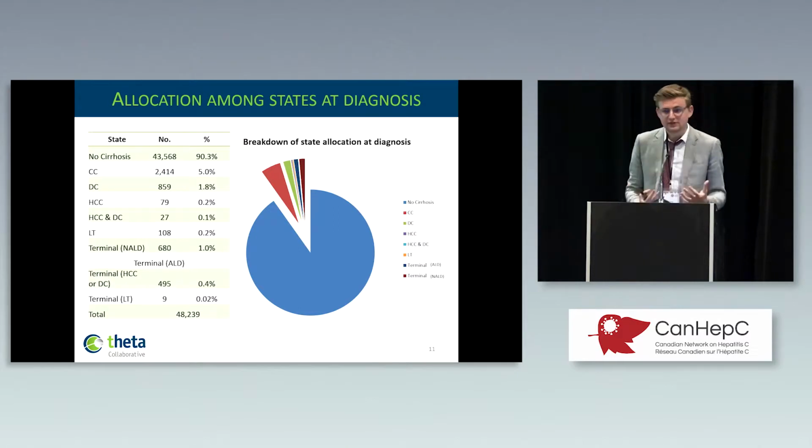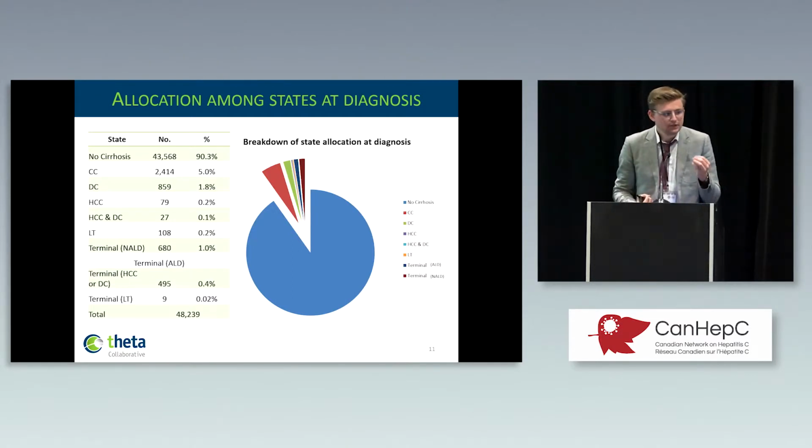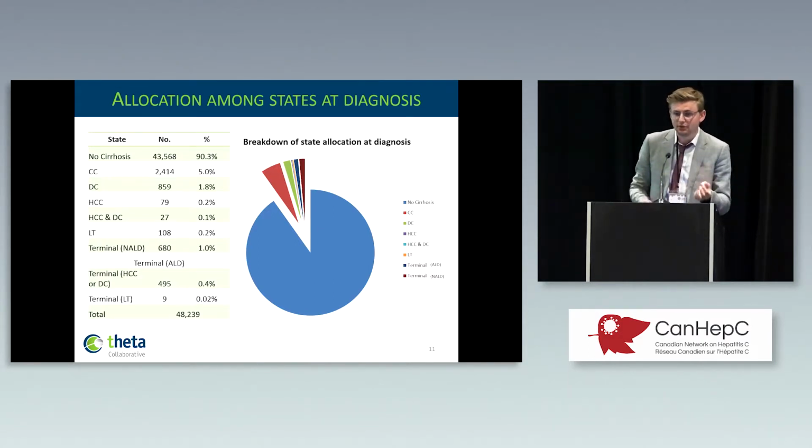So the first step is allocating them to a health state. What this pie chart represents is the allocation of health state at the time of diagnosis. You'll notice that 90% of individuals at the time of their HCV diagnosis did not have cirrhosis. 5% did have compensated cirrhosis at the time of their HCV diagnosis.